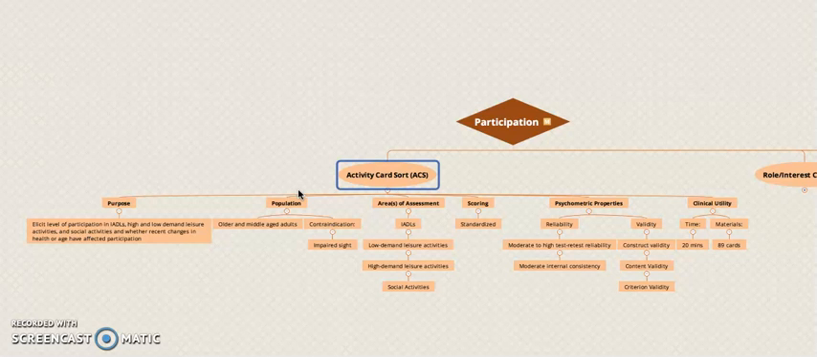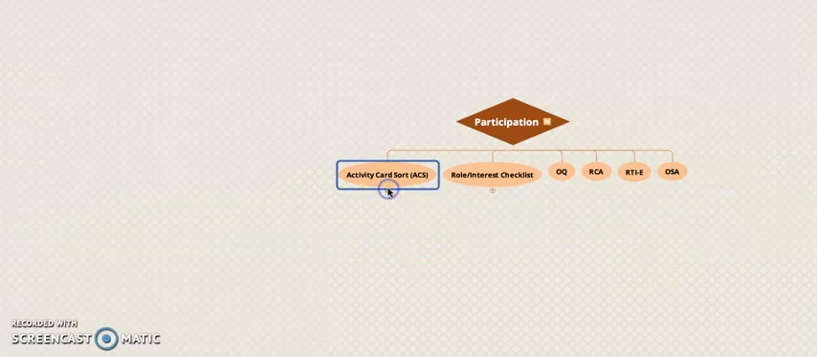The population involved will be older and middle-aged adults. However, you should not use this for clients with impaired sight. As stated before, our areas of assessment are IADLs, low and high demand leisure activities, and social activities. This is a standardized assessment with good reliability and validity. It takes around 20 minutes to complete, and you need the 89 cards for your material.